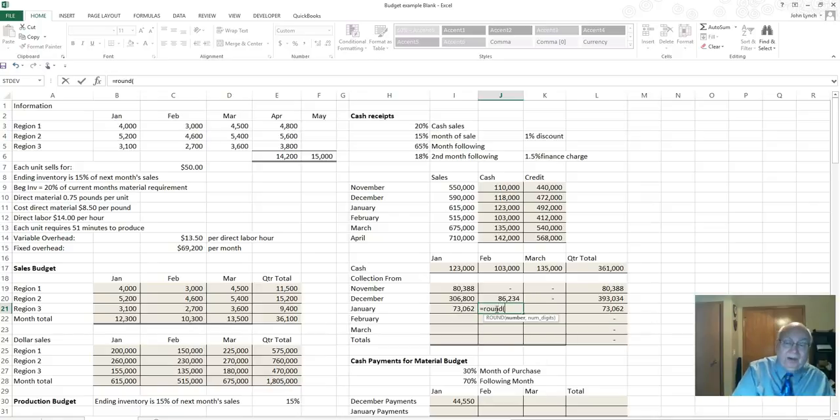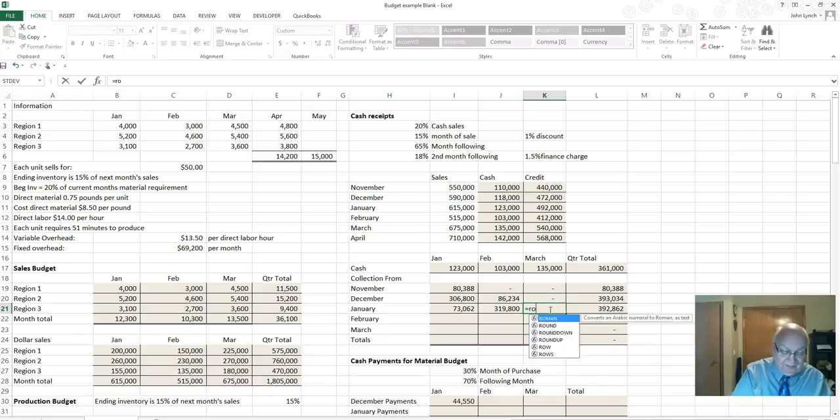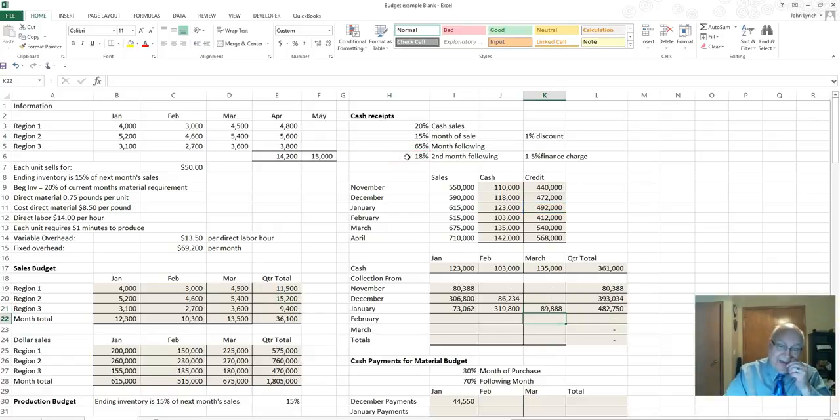In February, that's when we collect the 65% of it, or the bulk of it, times the 65%. And then in March is when we collect the balance of it. Now, notice we also have, if you add those two percentages up, they do not add up to 100%. And that's because we allow 2% for bad debts. Times 18% times 1.015. Because we expect a 1% discount, or 2% bad debt. That's why this doesn't add up to 100%.